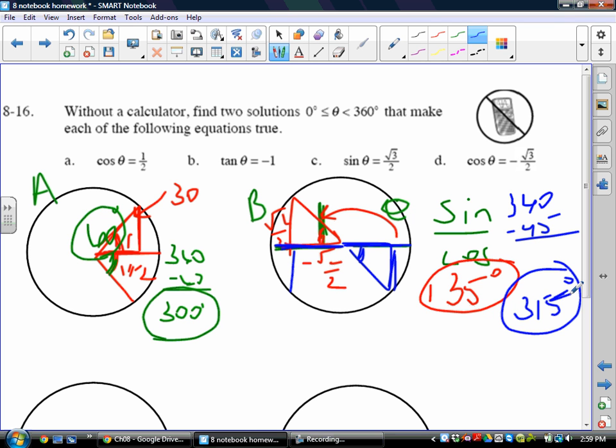Okay? So remember, we're doing these without a calculator. You can check to make sure you're getting the right value. And if you're doing that, make sure you're in degrees, because we're considering degrees right here.